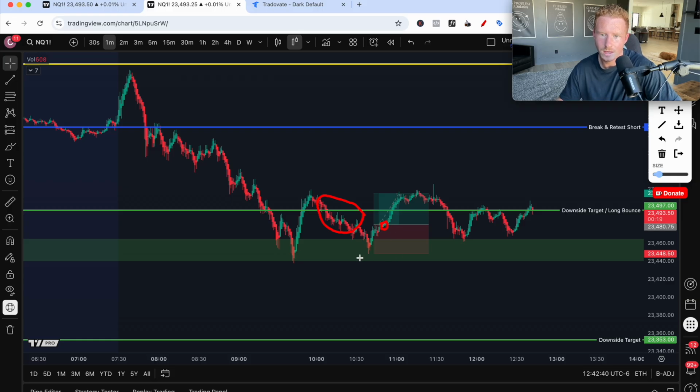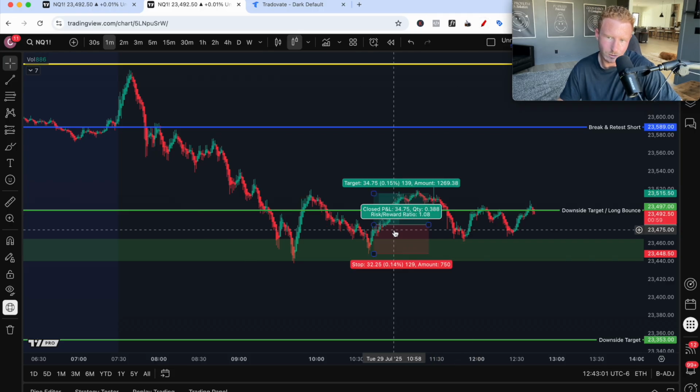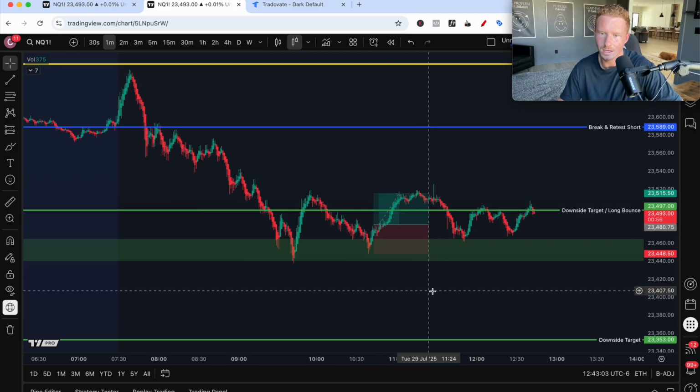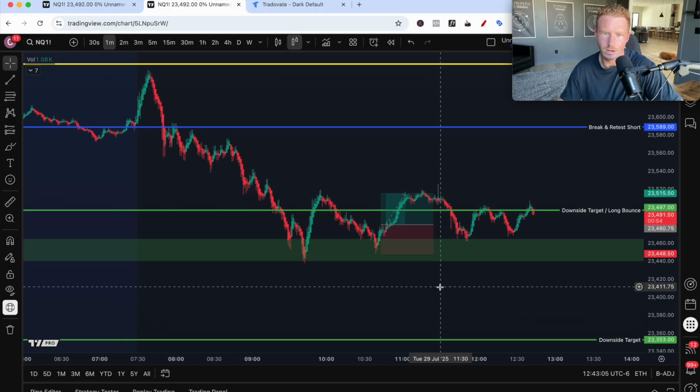I got long. I put my stop just below the lows, and I was simply targeting this next resistance because, again, FOMC is tomorrow. I don't expect a huge move, even though we got a decent short move, especially later in the day. I just took it to the next resistance. This gave me around a 1-to-1 risk-reward ratio, a little bit higher than that. And that was my trade for the day.